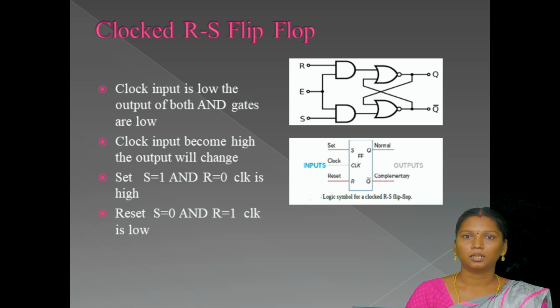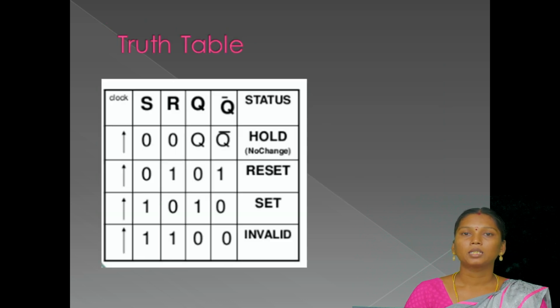When the clock is high, we consider two types of changes. First, set: S is equal to 1 and R is equal to 0. Only when the clock is high can the output change. Then reset: S is equal to 0 and R is equal to 1, where the clock is also high. Here I am giving the truth table, where the clock being high is denoted by the arrow mark.